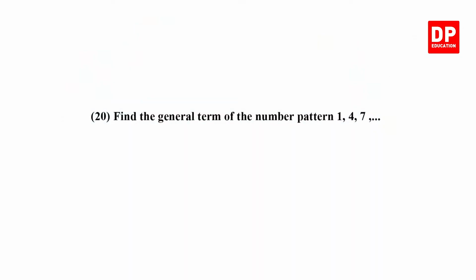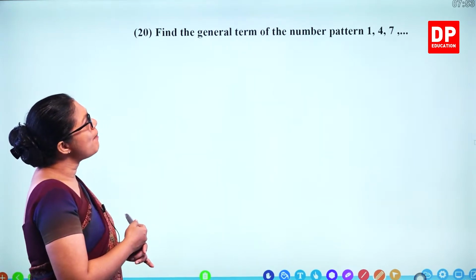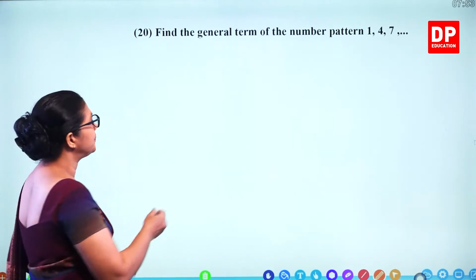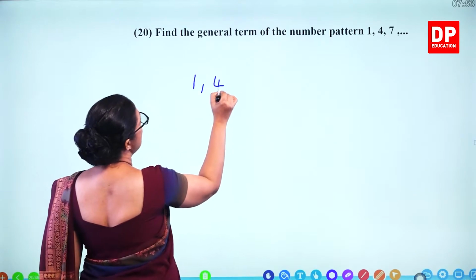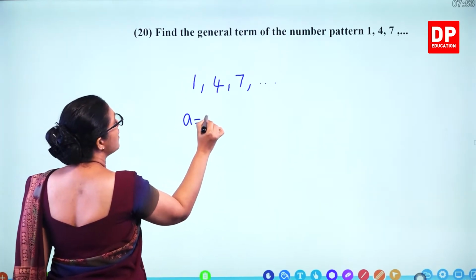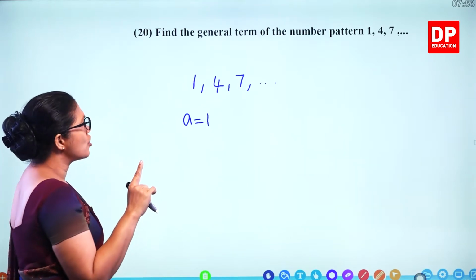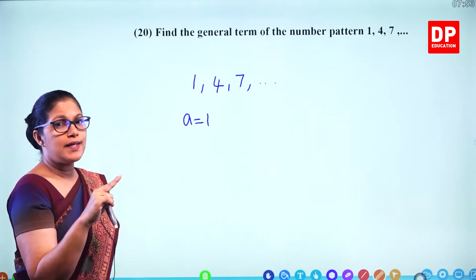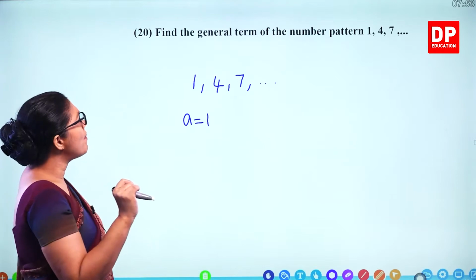Question number 20. Find the general term of the number pattern 1, 4, 7. First term we can identify easily. That's 1. Now what's the progression here? You have to check whether the common difference is there or common ratio.